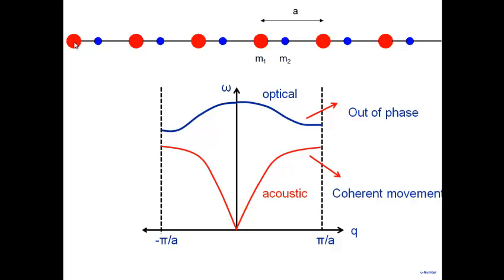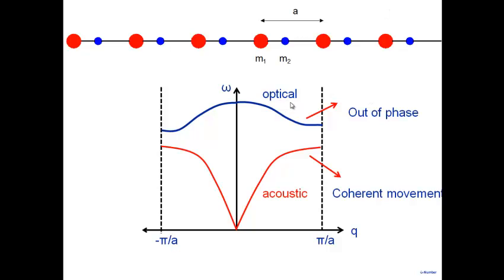Out of phase means the red one is moving towards the left and the blue one is moving towards the right. You can show that this is what is happening in the optical branch. While in the acoustic branch they are moving in the same direction, so we call it coherent movement, and we call the other out of phase movement. That comes about from the solution of those simple equations that we have.